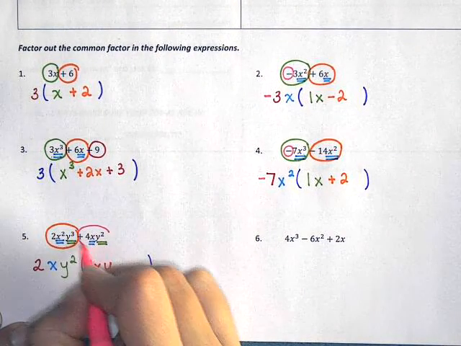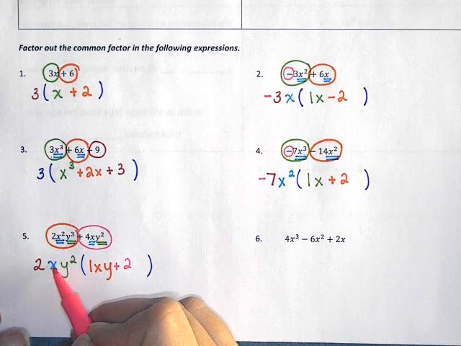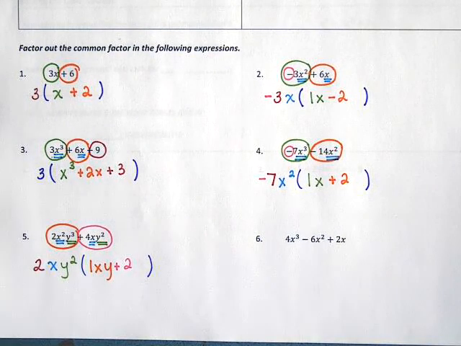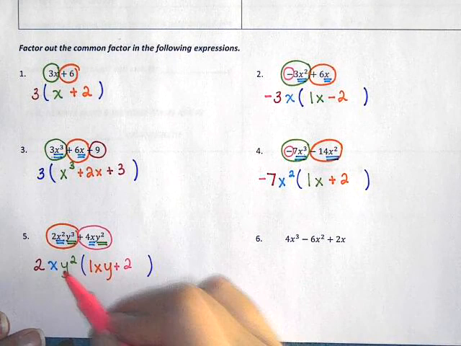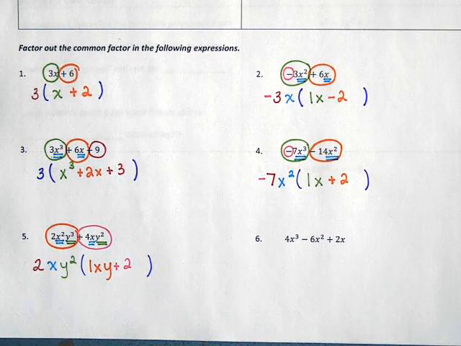4 divided by 2 would be 2. 1 copy of x, take away 1 copy of x. When you divide, it cancels, it goes away. He used to have 2 copies of y, but now he doesn't have any copies of y left. We took out 2 copies. So this would be your final answer.